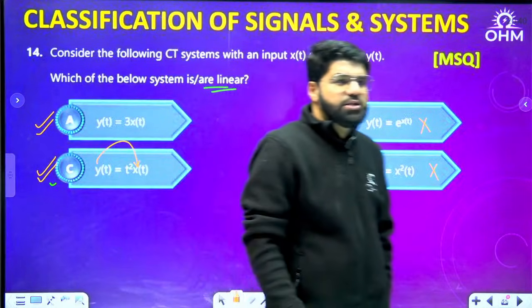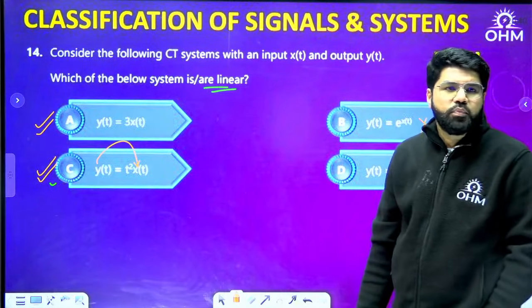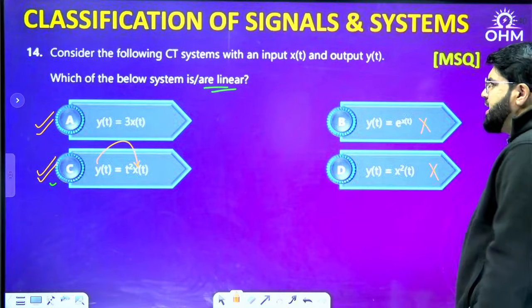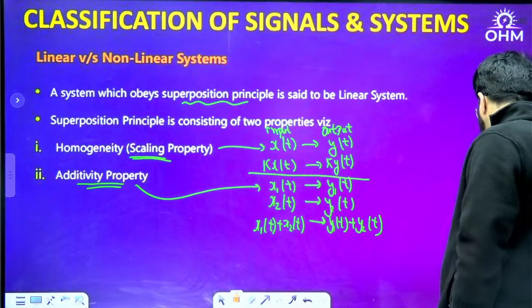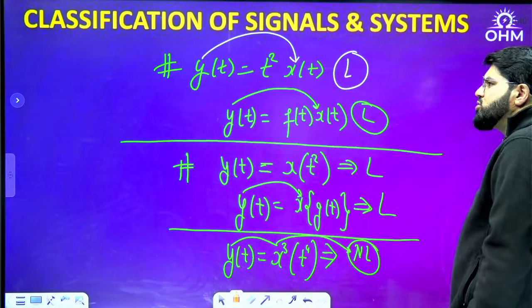Y depends on x power 1. The relation between y and x is important here, okay? So the correct answer is A and C. Now next case. Then we'll come back to more questions on linearity.